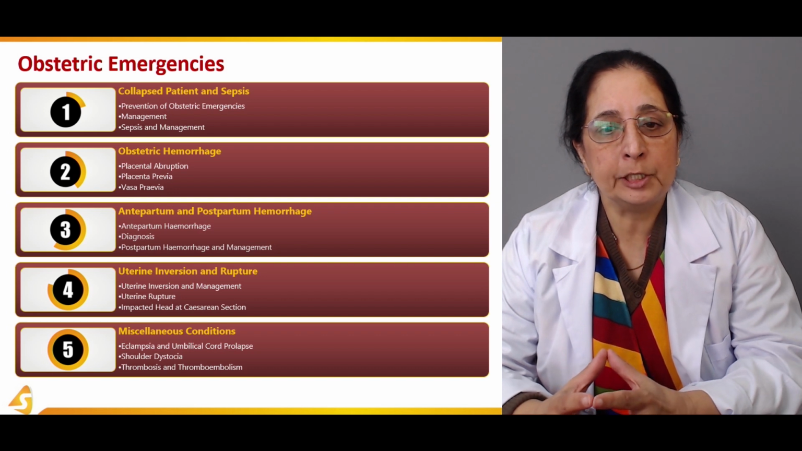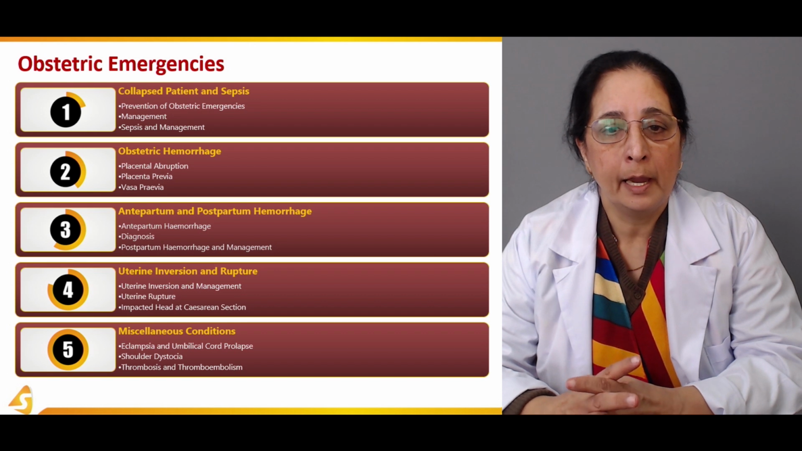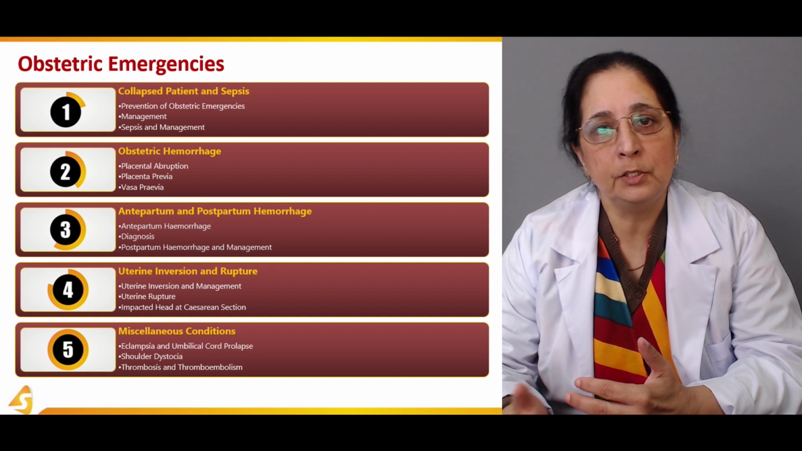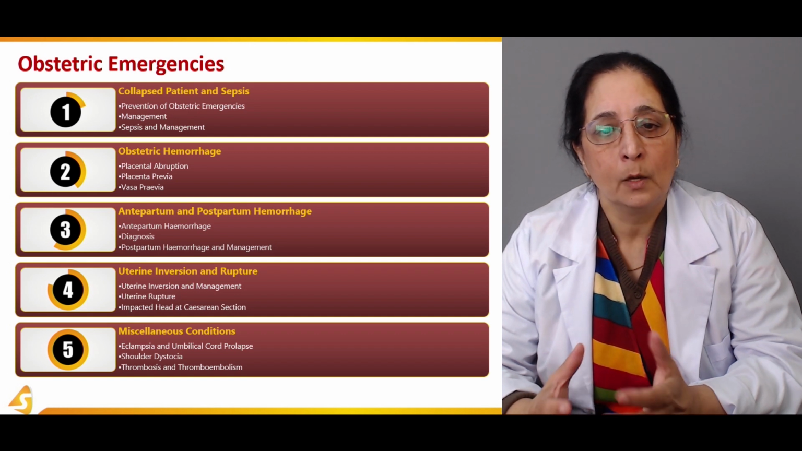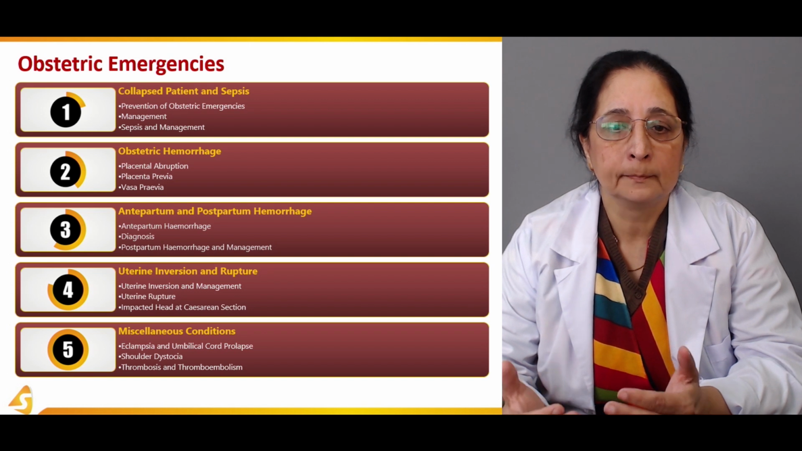Then in the second section, we will talk about obstetric hemorrhage. Hemorrhage is the bleeding, so bleeding that occurs during pregnancy. What are the different types of hemorrhages?